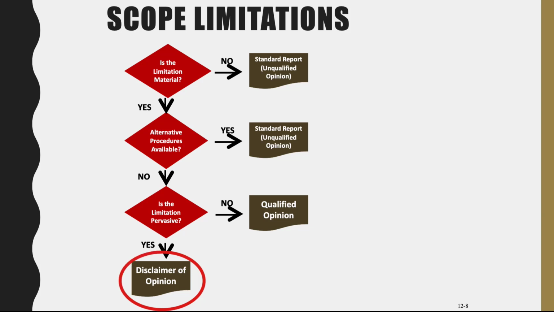If the limitation is pervasive, preventing the auditor from forming an opinion on the financial statements, the auditor will issue a disclaimer of opinion. For example, a multinational construction company is involved in a legal dispute with a government entity over a major infrastructure project. Due to the ongoing legal proceedings, the company is unable to provide the auditor with key documentation related to the project's revenue recognition and contractual obligations.